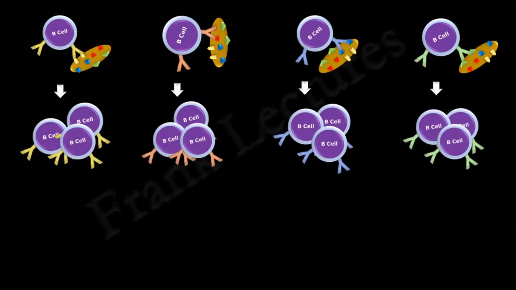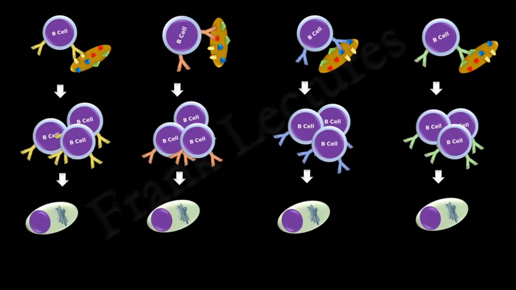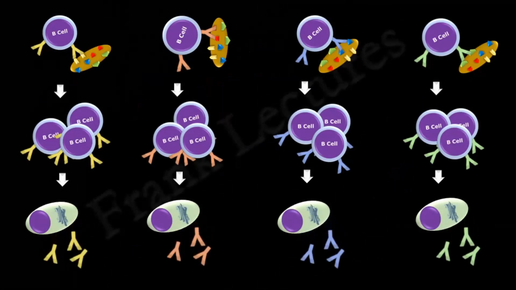Each of these B cells will proliferate and produce a large clone of cells. Some of these cells in each case will differentiate into plasma cells. Each of these plasma cells will secrete antibodies specific to the epitope which triggered their differentiation. So, as a result, for this antigen our immune system produced 4 types of antibodies, each specific for a different epitope on the same antigen.